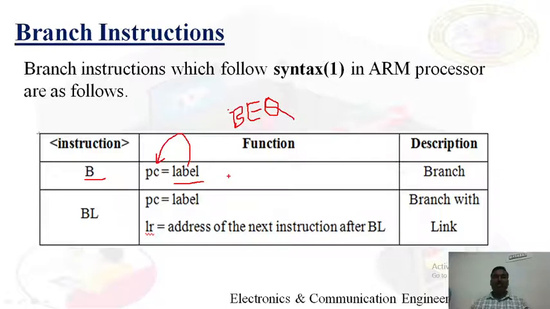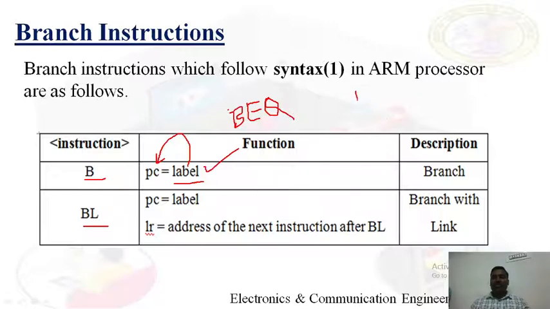So if initially PC is 1000, the label address is 1004, then 1004 will be copied to PC. Then automatically the program flow begins with this address. Then there is a small change. In place of B, here it is BL.